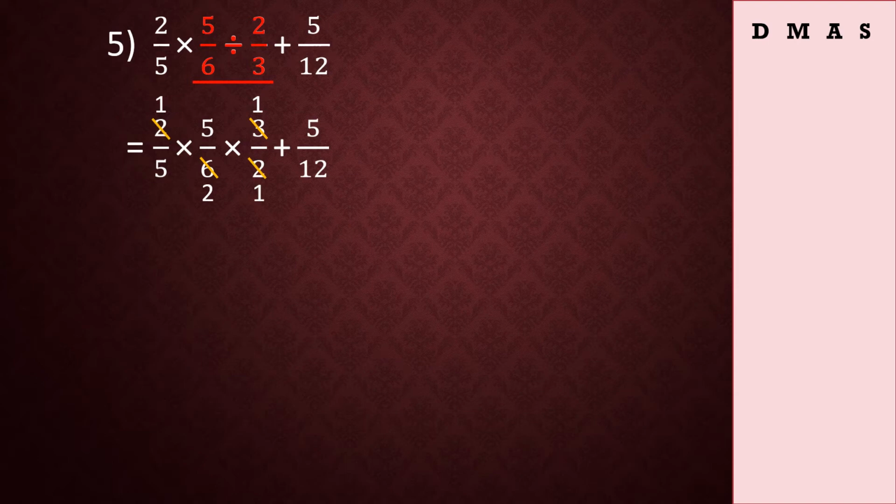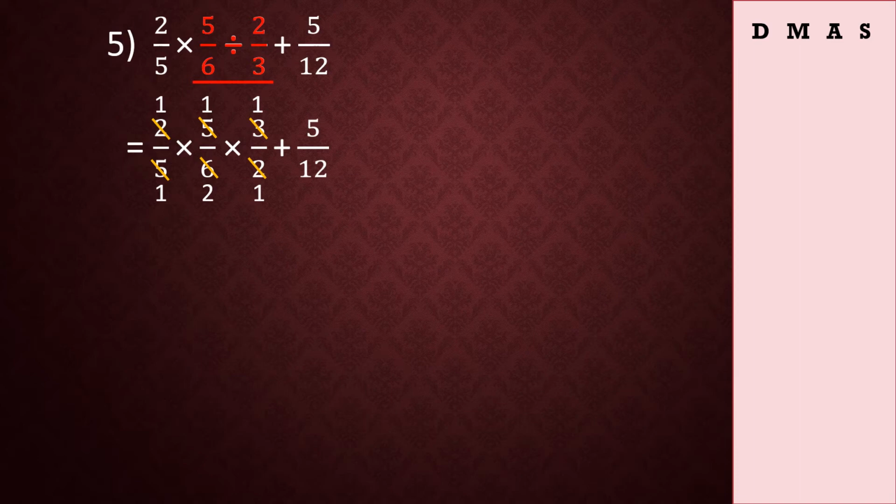Again 2 ones are 2. See, 5 is also divisible by 5. So divide. 5 ones are 5. 5 ones are 5. Now it cannot be further divisible. So do the multiplication. 1 one is 1. Again 1 one is 1.